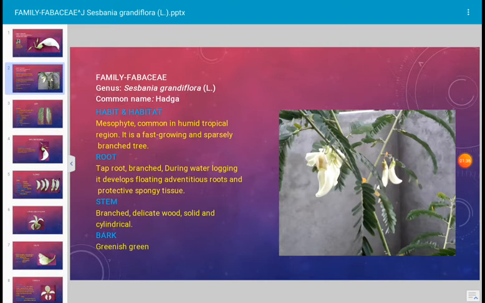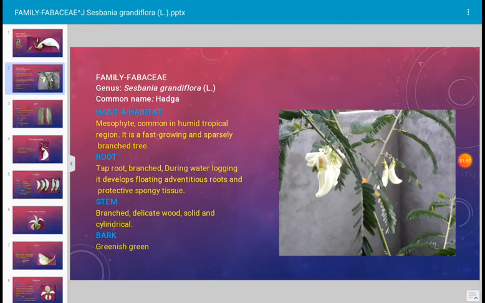Next slide. Now let us see. It is very common in tropical regions of the world, as I just told you. It is a fast growing tree and sparsely branched. That means the branches are loosely present. Loose branches are present. Okay. And this tree is not very strong. The wood is not very strong.